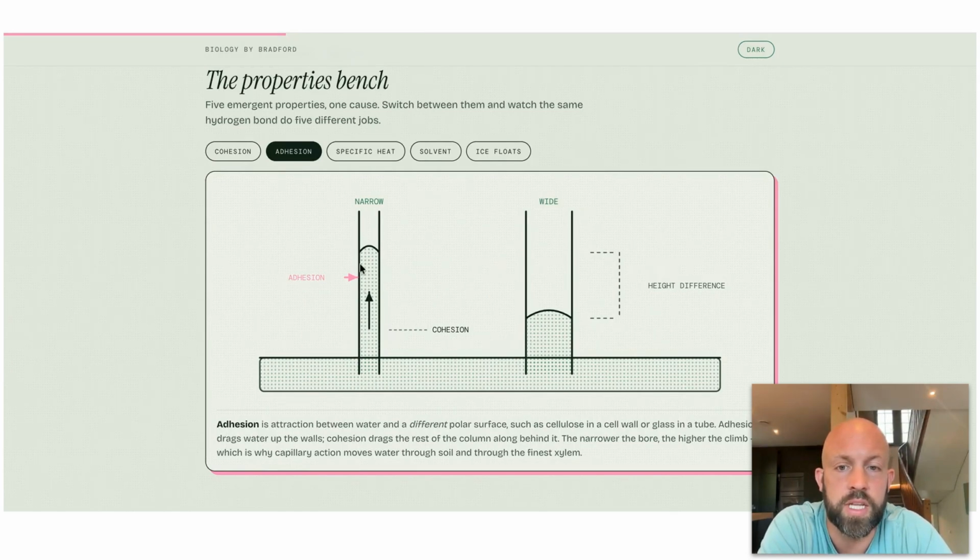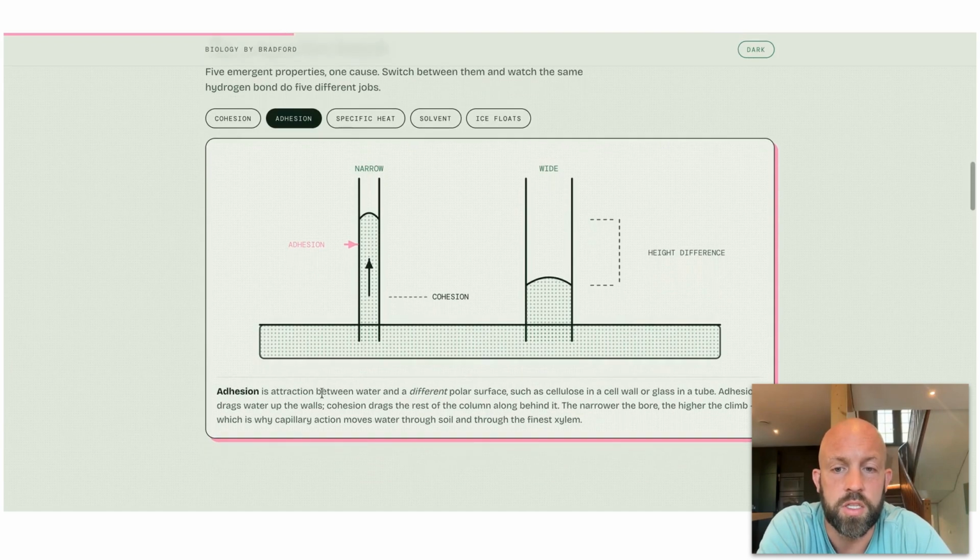And it's adhering to the side here. Now, we can see there's a difference. So adhesion is an attraction between water and a different polar surface, such as cellulose in a cell wall or a glass tube. Adhesion drags water up the walls. Cohesion drags the rest of the column along behind it.